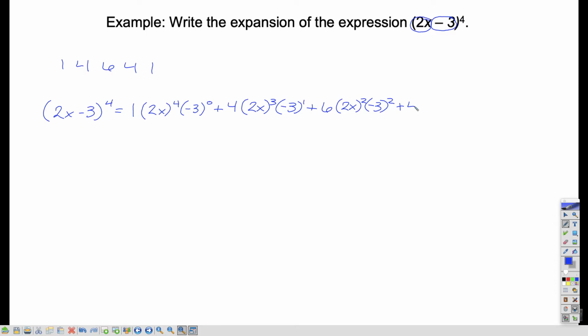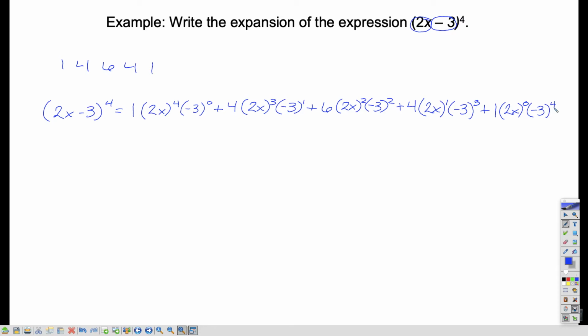Okay, next one is 4 times 2x to the first and negative 3 to the third. Plus 1, 2x to the 0, negative 3 to the fourth. Before I do anything else, I look. Do I have 1, 4, 6, 4, 1? Do I have 2x to the fourth, third, second, 1, 0? Do I have 3 to the 0, 1, 2, 3, 4? Now you think I'm stupid for asking you that, but sometimes we go from 2 to 5 when they're big, okay? Stop a second and save yourself some time.